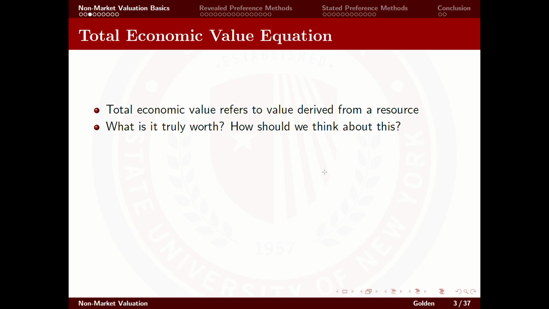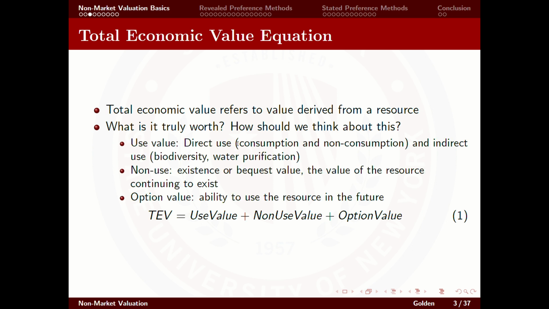So, total economic value refers to the value derived from a resource. What is a resource truly worth, and how should we think about this? The way it works is you add use value, which comes from consumption, non-consumption, and indirect use, like biodiversity and water purification. So, use value is a very utilitarian idea. It's the idea that what it's worth is what I can do with it.